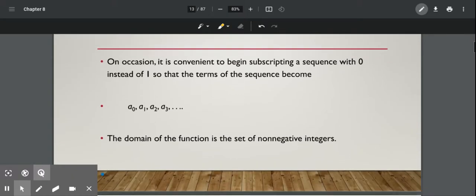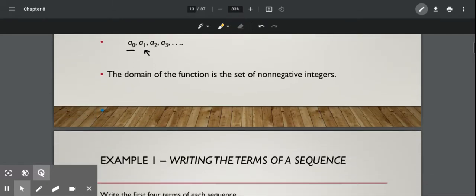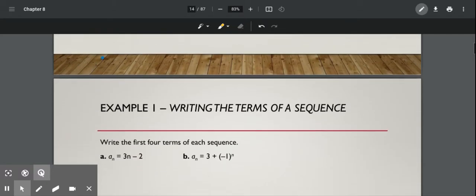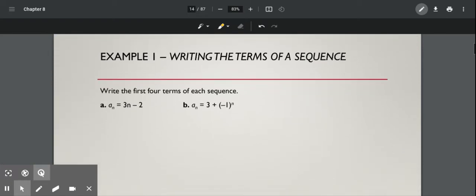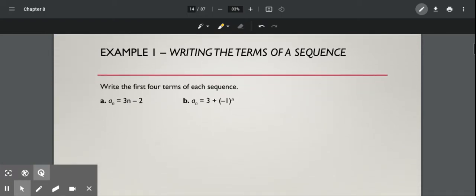Every once in a while, especially if we're starting with an initial amount and we're looking at time in years, we'll use a sub 0 as our starting amount. That way, your a sub 1 would be your amount after 1 year, and your a sub 2 would be your amount after 2 years. So every once in a while, you will see that a sub 0 notation as your first term, but it still works the same way as if you have a sub 1. For this first example, we're just going to work on writing the terms of a sequence given these equations.